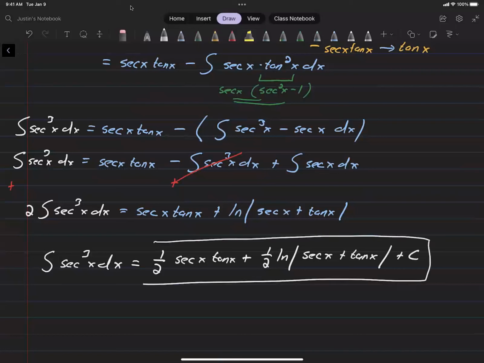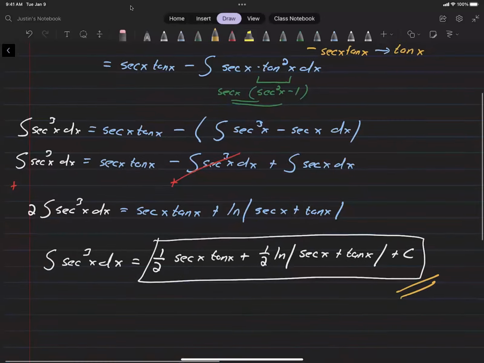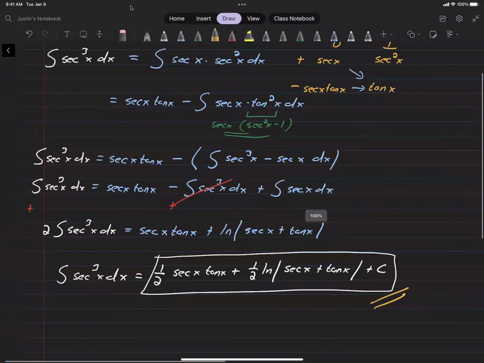So a fun problem. If you can commit this to memory, that would certainly be in your interest. Secant cubed is something, like I said at the beginning, that pops up from time to time. If we can remember this formula, yeah, it'll save us some time. We won't have to go through integration by parts every time it pops up.